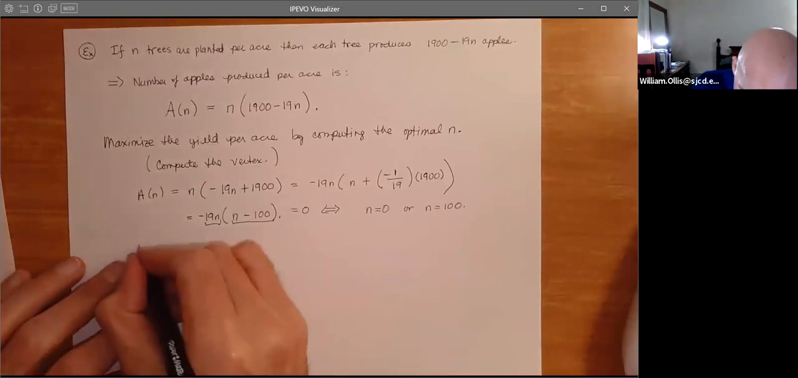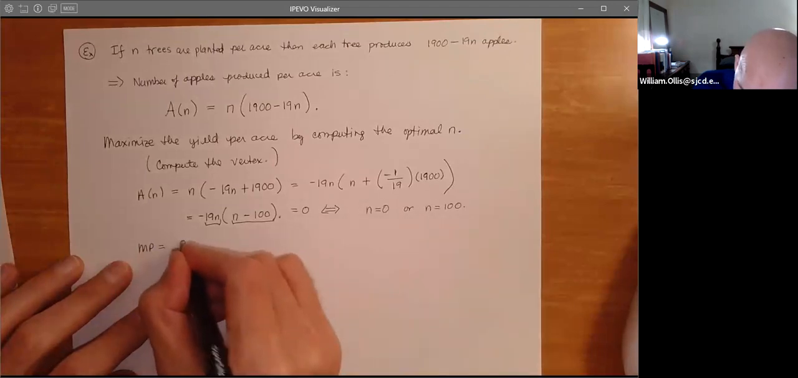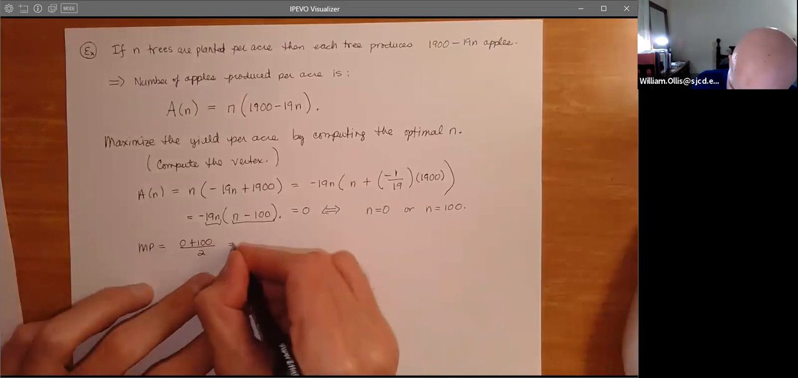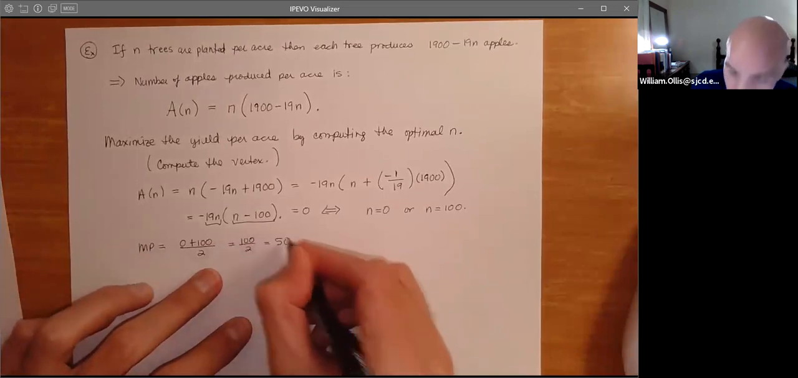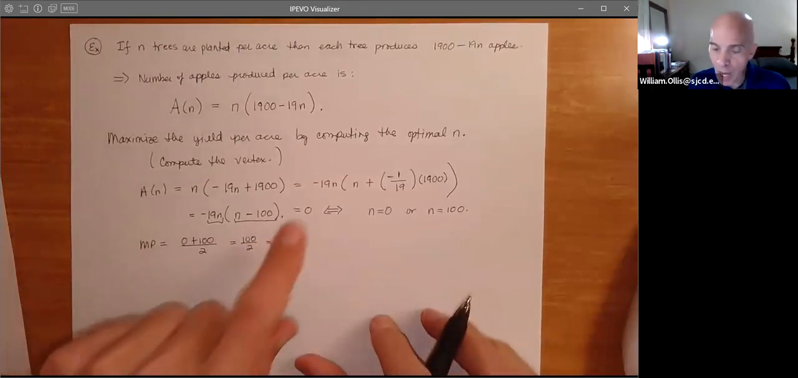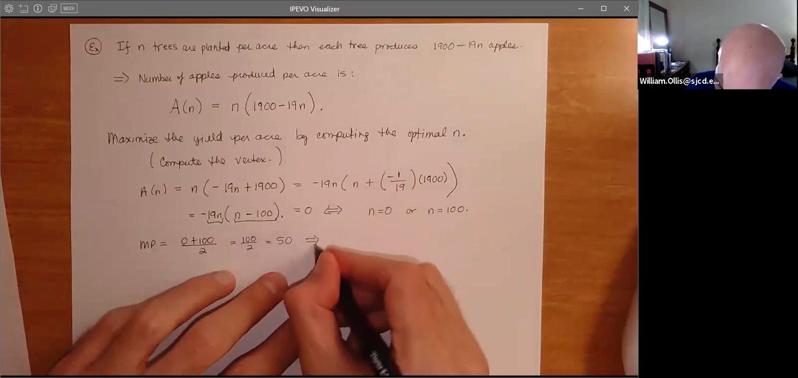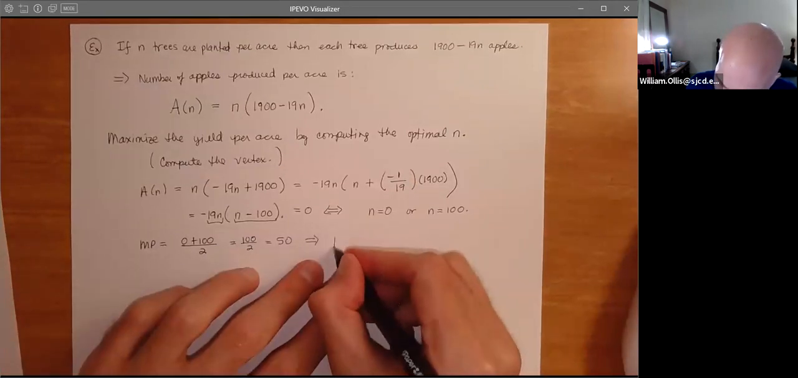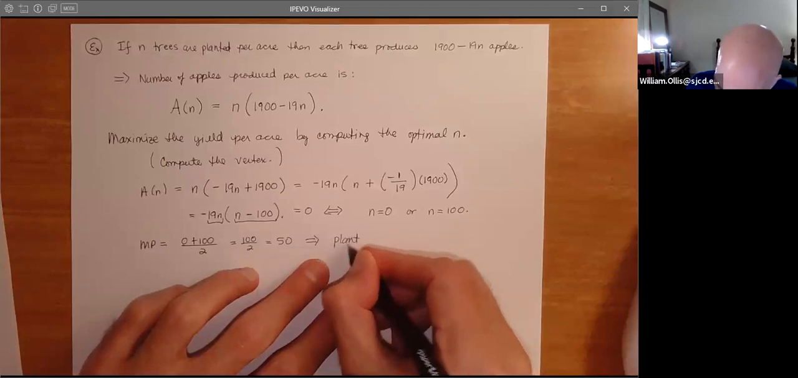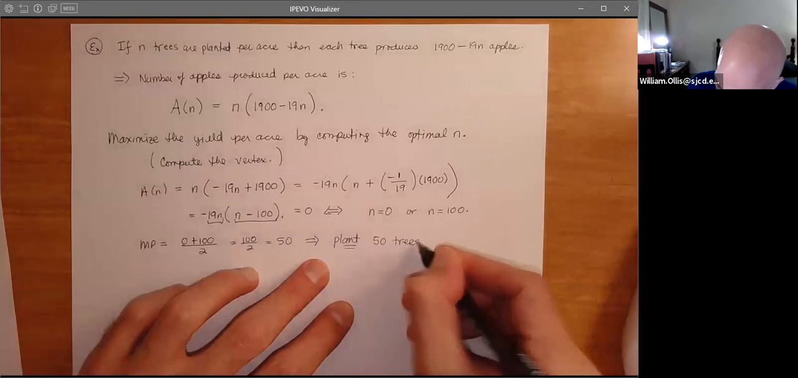So now the midpoint of the x-intercepts will be 0 plus 100 over 2, which is 100 over 2, which is 50. So that's the optimal n. That is, this implies, and this is important, plant 50 trees per acre.